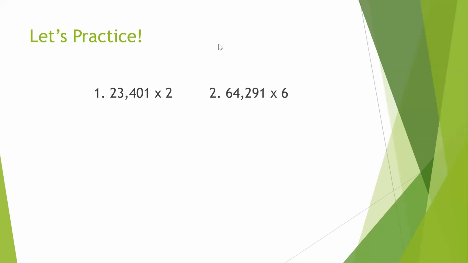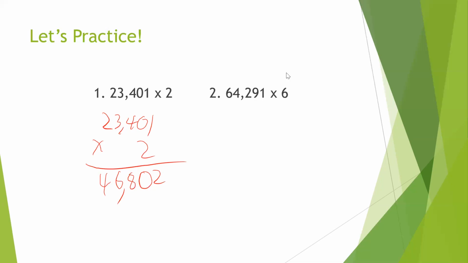Okay, I see a lot of you are done with the first problem now. So I'm going to do the first problem for you guys. I'm going to write it like this. 23,401 times 2. So 2 times 1 is 2, 2 times 0 is 0, 2 times 4 is 8, 2 times 3 is 6, and 2 times 2 is 4. So this one was a pretty easy one.